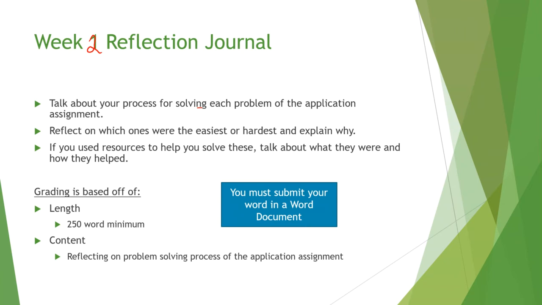So this metacognition skill actually shows that if you get good at this, you're better moving forward, you're more successful. This is one of the skills you're learning by doing these reflection journals. The grading is based off of the length because it's a 250 word minimum, and there's no wrong way to do a reflection journal unless you didn't actually reflect on the problem solving process of the application assignment. If you didn't reflect on what you're supposed to reflect, you'd lose some points. Otherwise, the only other way you would lose points is if it's not meeting the minimum word length.